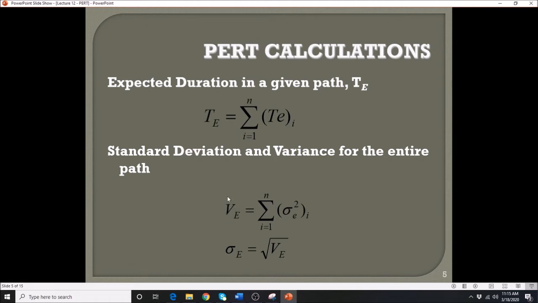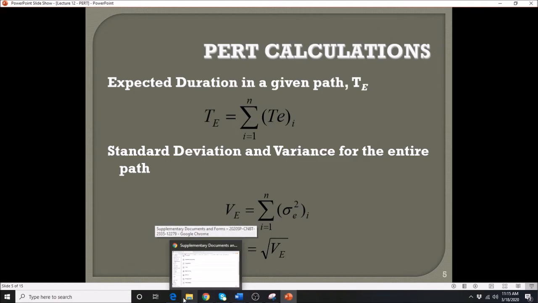In this case, we need to calculate first the variance, and that is the sum of the squares of each standard deviation of the activities. So you have to calculate first the standard deviation of each and then sum up the squares, and that gives you the variance for the entire project. And by plugging into this equation, that will give you the standard deviation for the entire project.